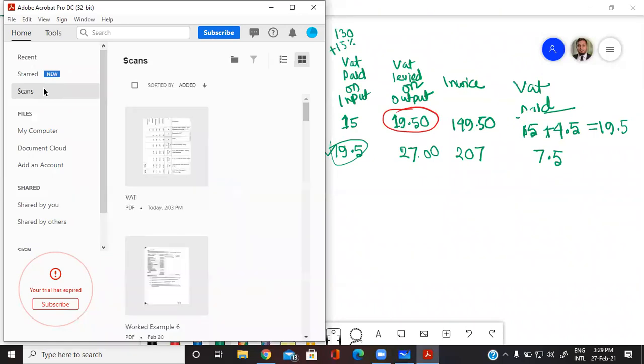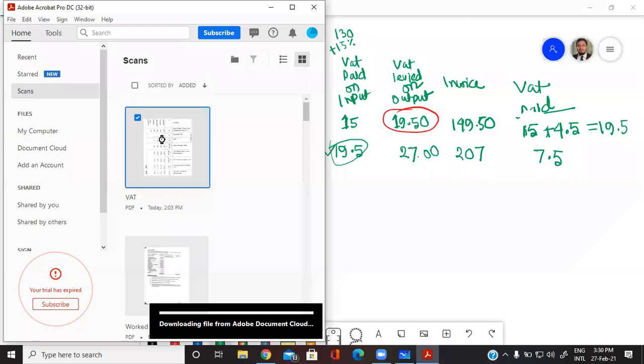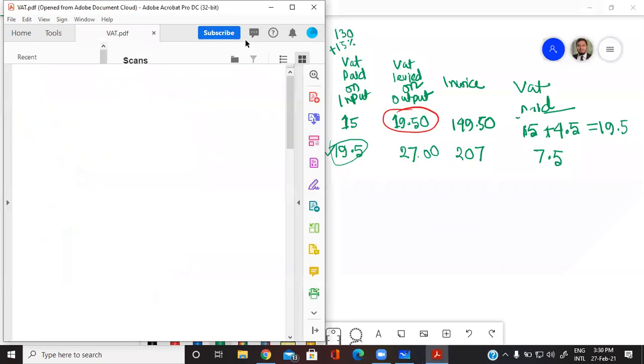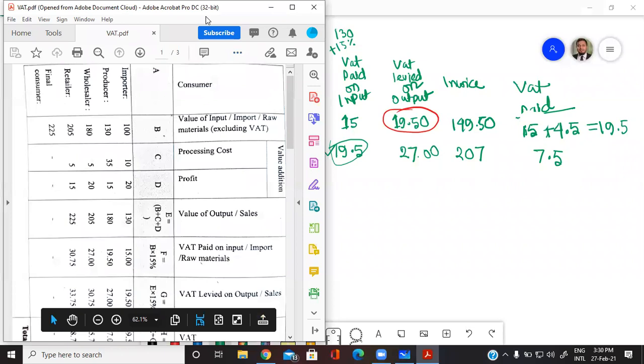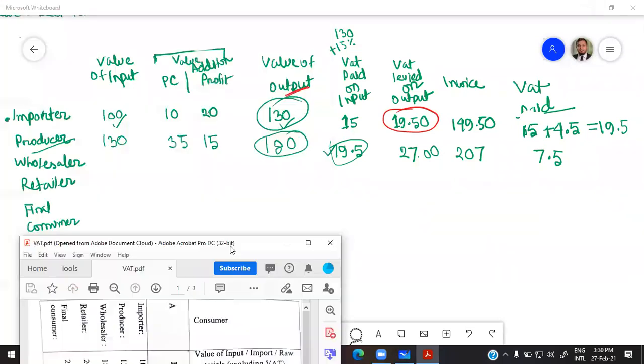Sir, I had a question. How much VAT was paid to the NBR the first time? Sorry, 15. Sir, when the input value was 100 taka, how much VAT did the NBR get, and how much VAT did the producer deposit? When the input value was 100 taka, it is with the importer, right? Okay. So if the importer is supposed to pay VAT on the imported goods, how much VAT has the importer paid to the NBR? 15? Okay, sir.